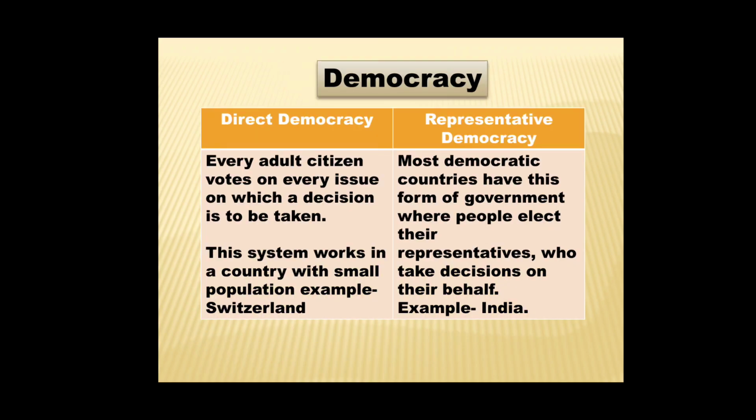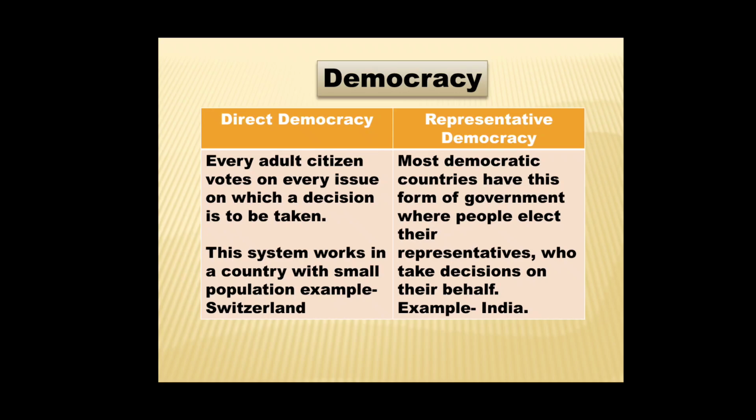Democracy is also of two types: direct democracy and representative democracy. Now what is direct democracy? Every adult citizen votes on every issue on which a decision is to be taken. This system works in a country with a small population, for example Switzerland. Whatever you want to take a decision for, you have to vote for that. This kind of direct democracy is possible for a country where there is less population, for example Switzerland.